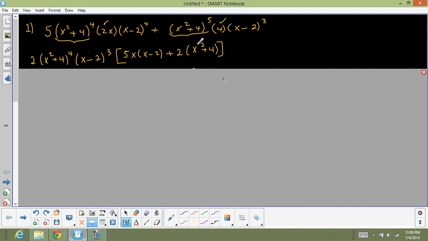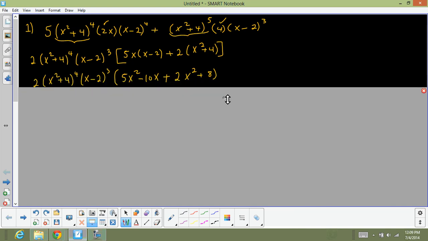After the plus sign, we factored out a 2, so 4 divided by 2, there'll be a 2 remaining in that term. And the x squared plus 4 to the fourth was factored out, so x squared plus 4 to the fifth divided by x squared plus 4 to the fourth leaves you with x squared plus 4 to the first power. No need to write that 1.